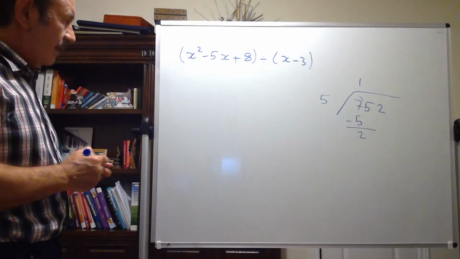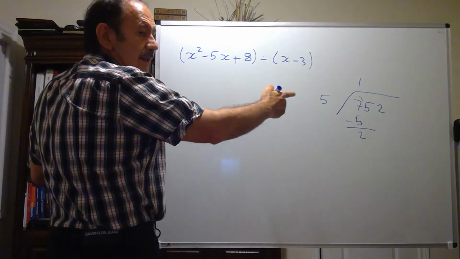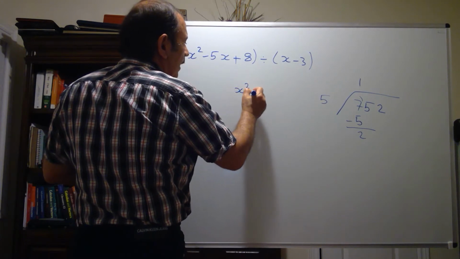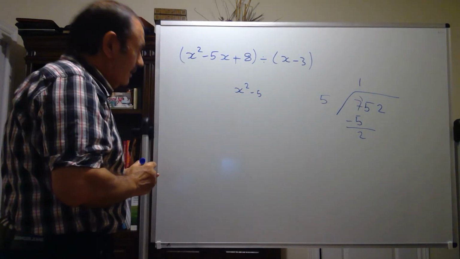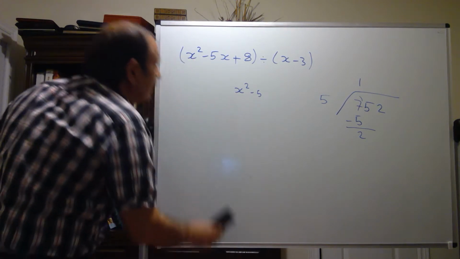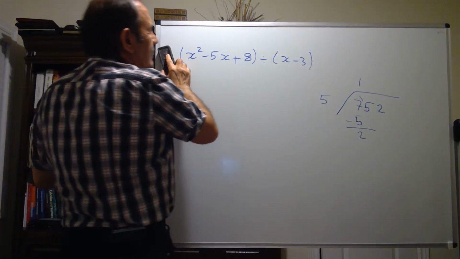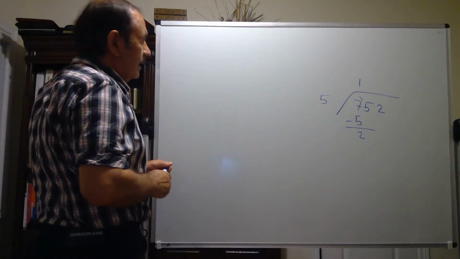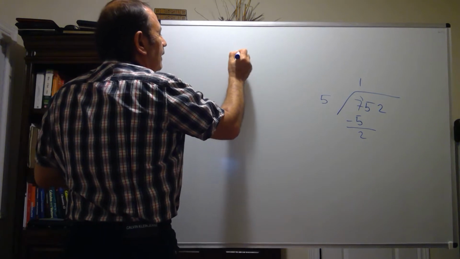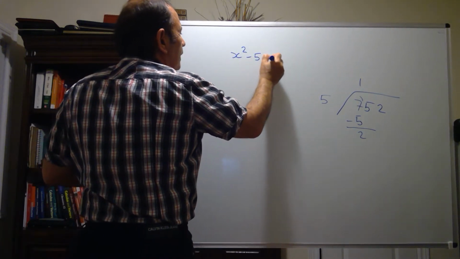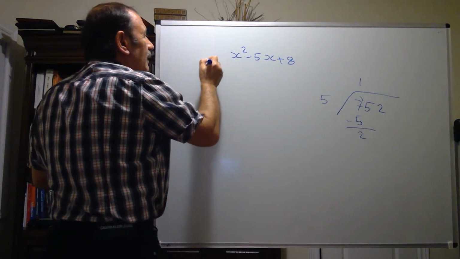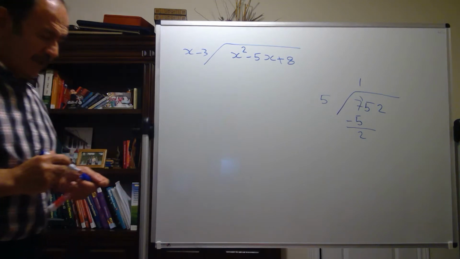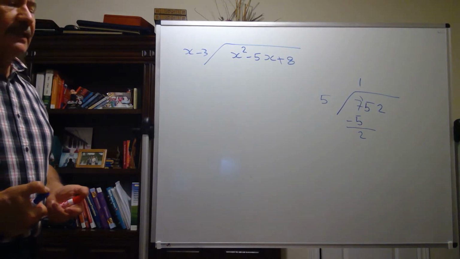Do you remember this one? Again, I want to do the same thing. Write it in the long division format first. I'm going to write it from the top: x squared minus 5x plus 8 divided by x minus 3. Long division format. Okay, now pay attention.